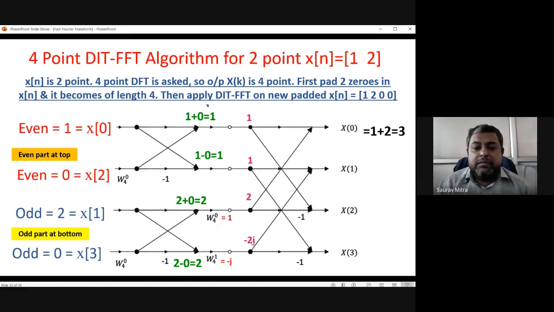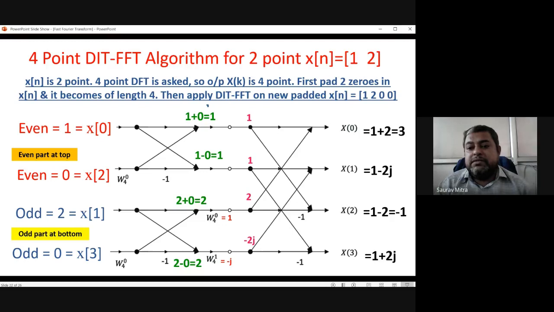And next stage is 1 minus 2j. So this is 1 minus 2j. So minus 2j comes from below and 1 comes here. So this is 1 minus 2j. x2 is nothing but 1 comes from top and 2 comes here, but 2 gets multiplied with minus 1. So this will be 1 minus 2, that is minus 1. And again this 1 comes from the second line, and this minus 2j gets multiplied with minus 1, and it will become 1 plus 2j. So these are the outputs.